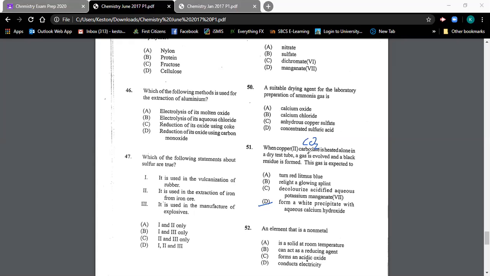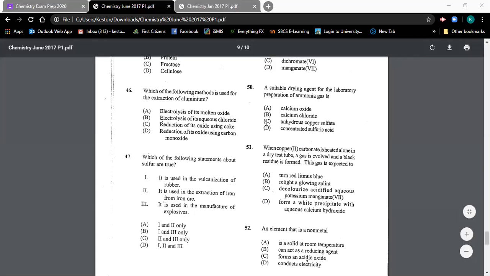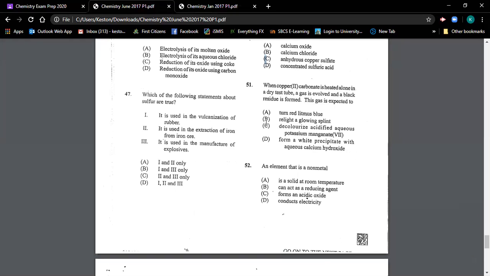An element in it is a non-metal. That non-metal is what? A solid at room temperature, can act as a reducing agent, forms an acidic oxide, conducts electricity. Which one? Non-metal.